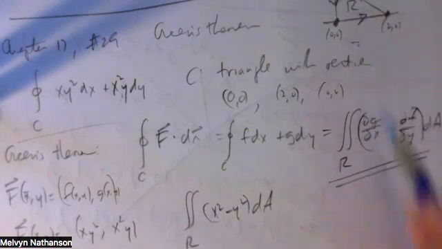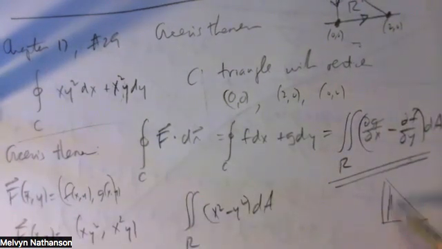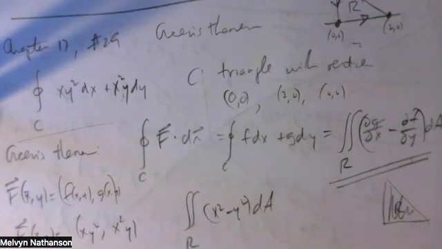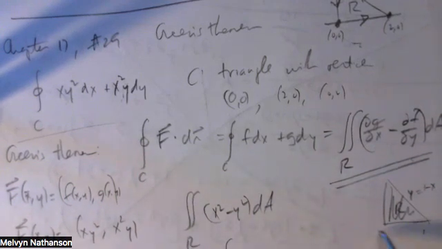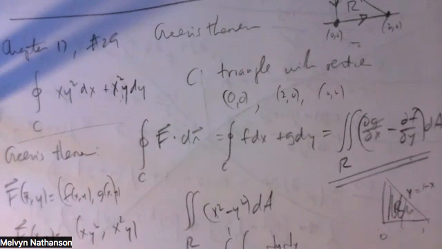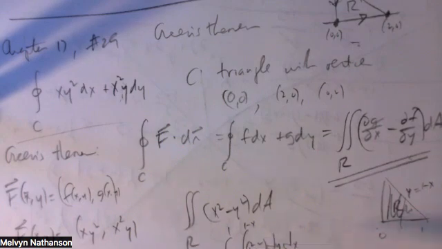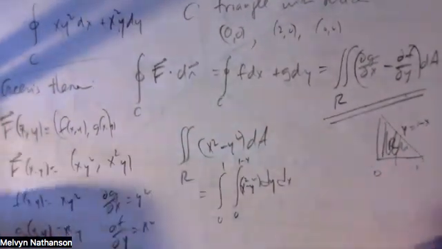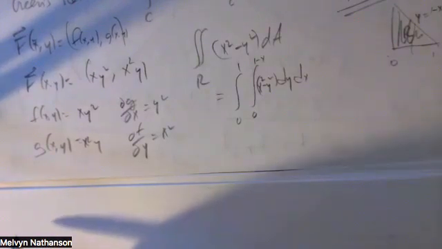So we're looking at, this is my region R, this triangle. This, you might say, this is y equals 1 minus x. So this is a double integral, x goes from 0 to 1. And for each x, y goes from 0 to 1 minus x, of x squared minus y squared. So our problem is to compute this integral.